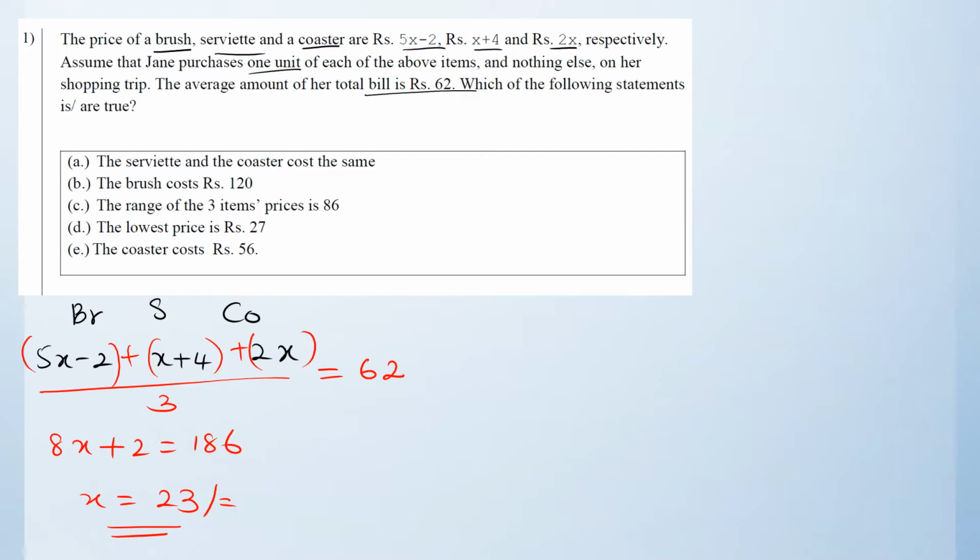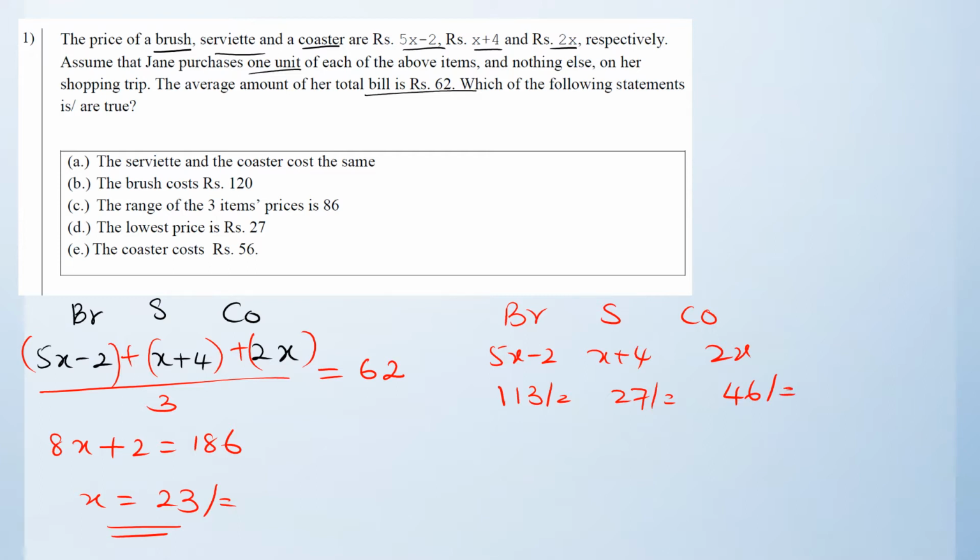Since we know the value for x, we can find the prices for each. So here that is 5x minus 2. When x equals 23, here we have 113 rupees. This is x plus 4. Then we have 27 rupees. 2x is 46 rupees.